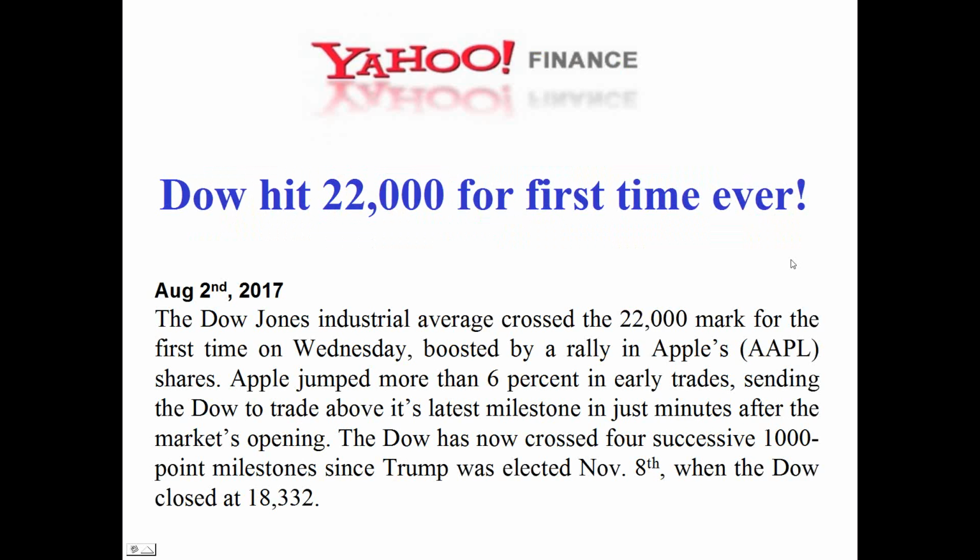For example, I'd like you to look at this example here that was presented just a week ago in Yahoo Finance, where it said the Dow hit 22,000 for the first time ever. And as you can see, the Dow Jones Industrial Average crossed the 22,000 mark for the first time on Wednesday, boosted by a rally in Apple. Apple shares jumped more than 6% in early trades, sending the Dow to trade above its latest milestone just minutes after the market's opening. Now that's basically what they're saying. It was because of Apple that got us to go up this high.